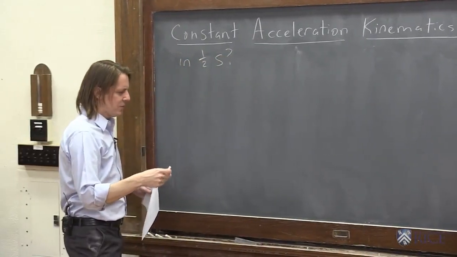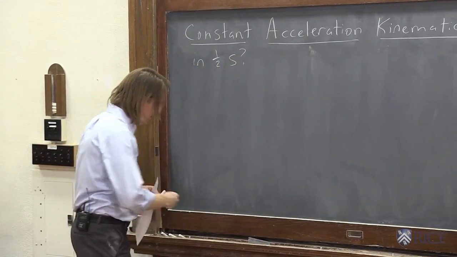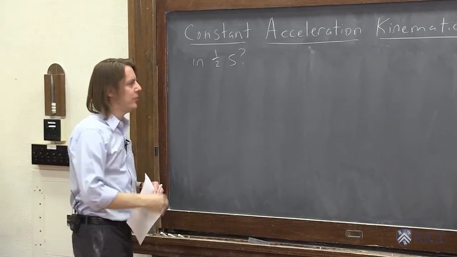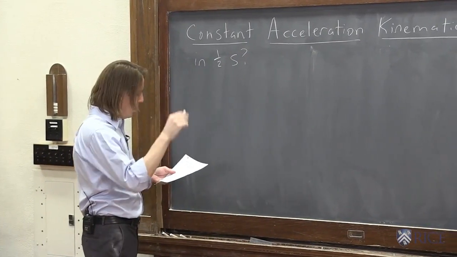So let's think about the experiment. Well, first I need to do it, but we're on a limited budget. Let me get a short piece of chalk here. So we're going to throw it down at 2 meters per second. How far does it go in half a second? So always draw it, right?